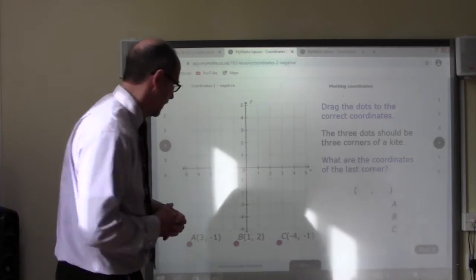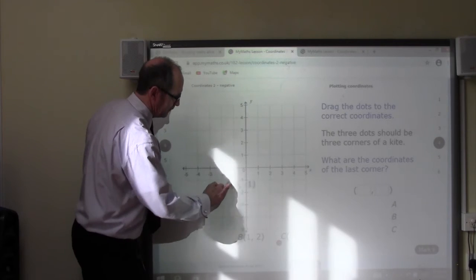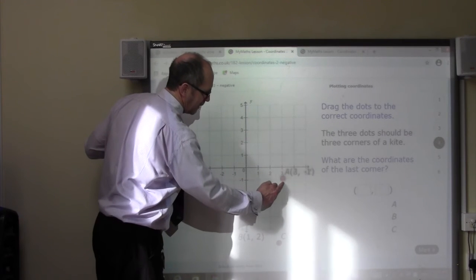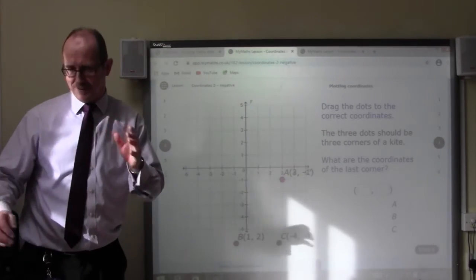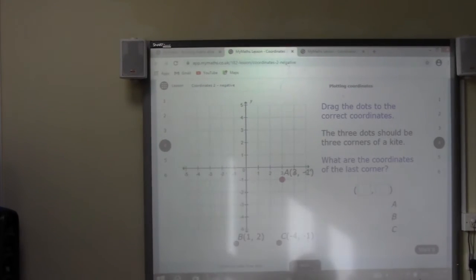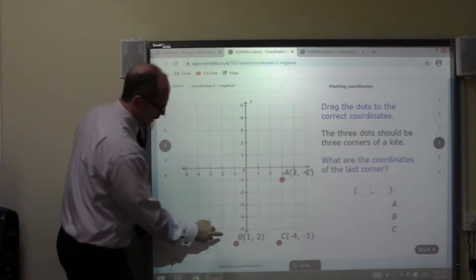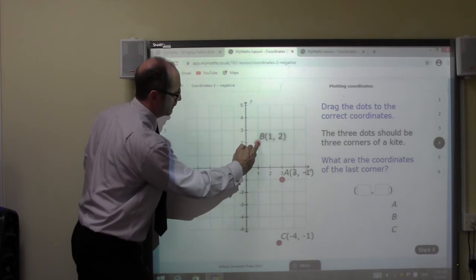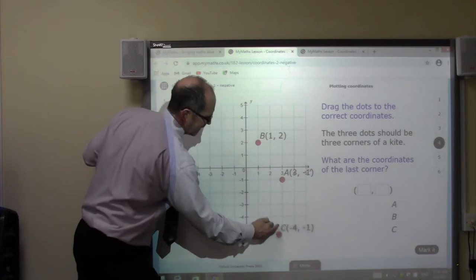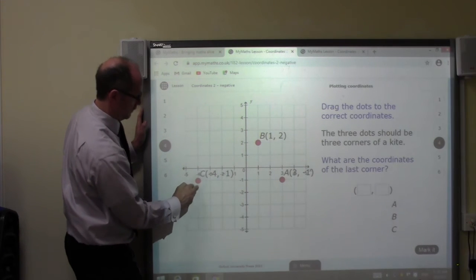Oh, blimey. So we've got here, A is 3 along, so it's 3, and then minus 1. Oh, the light's coming in now. Just a sec. That better? Yeah, very good. So then we've got B is 1 along, 2 up. C is minus 4, minus 1.